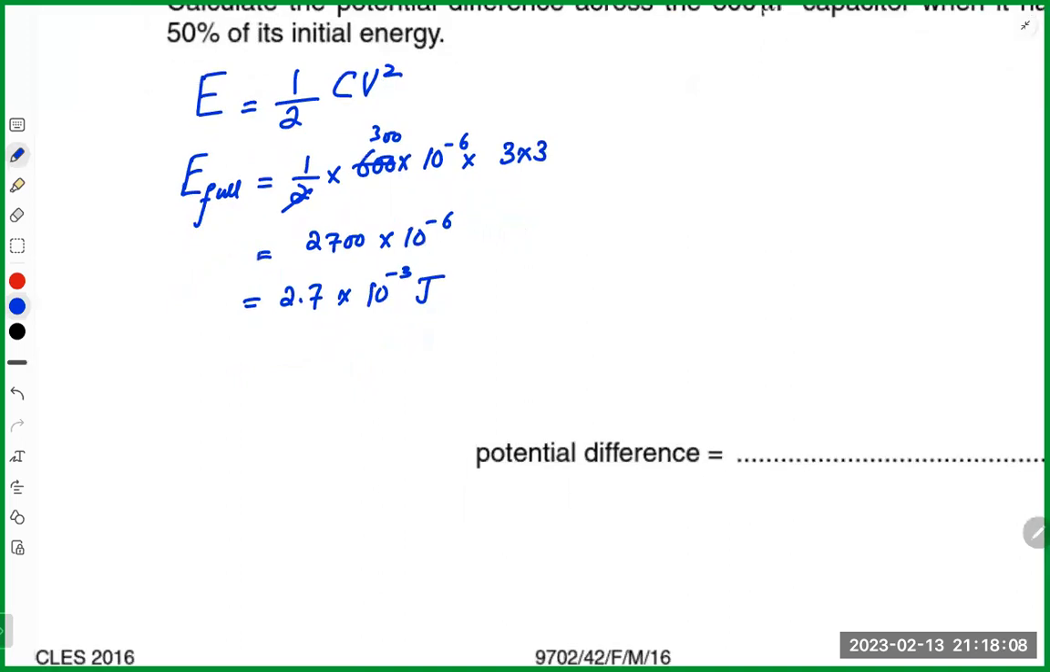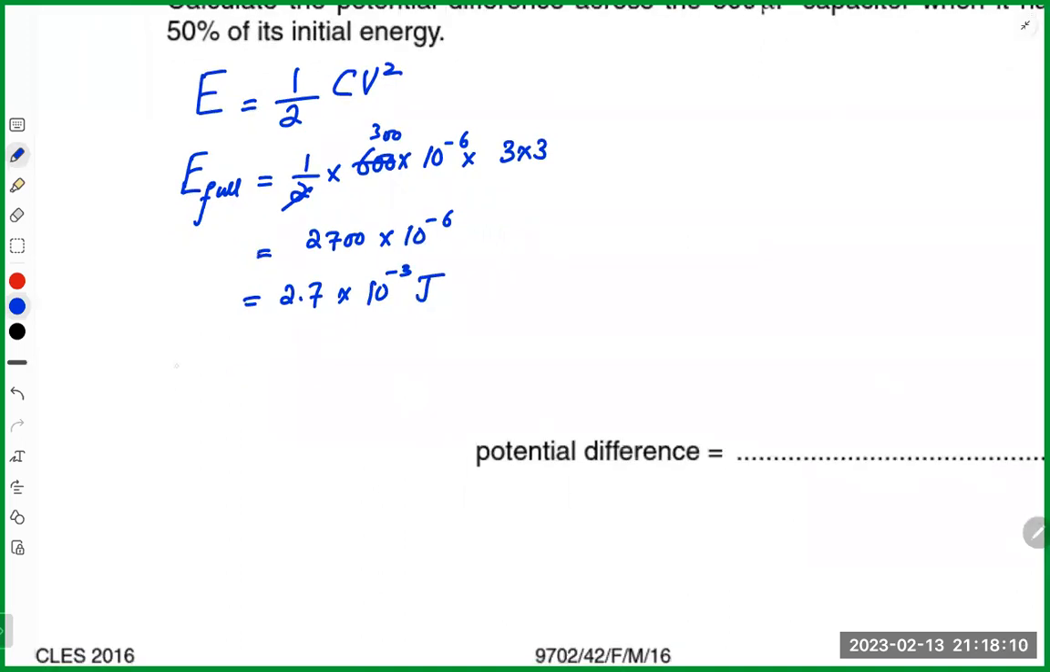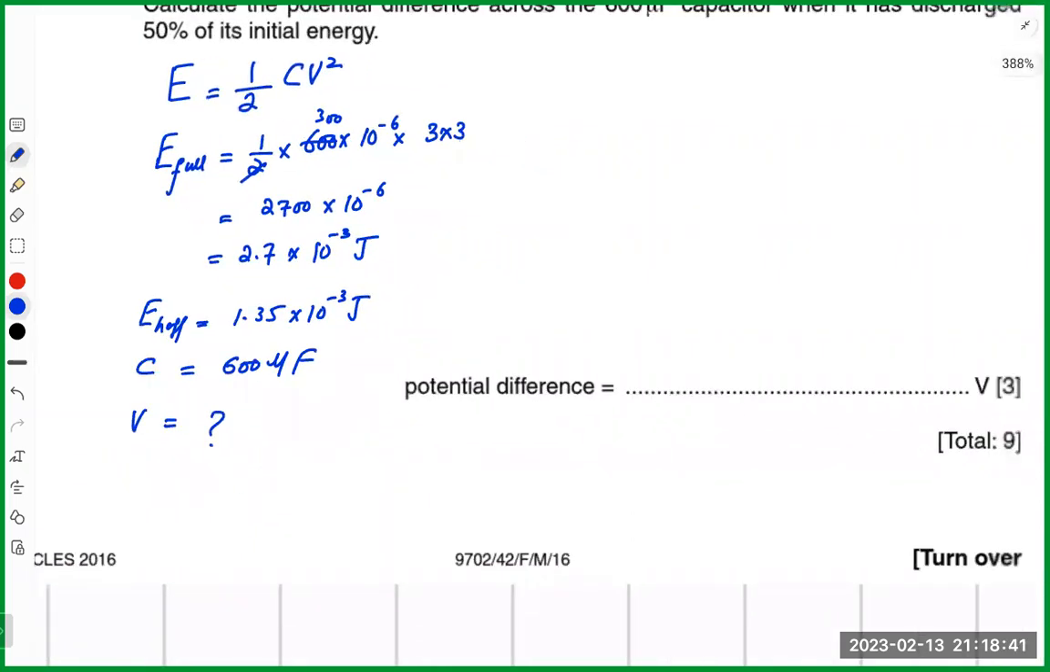So 2.7 millijoule. When half, now energy is half. Half energy will be 1.35 into 10 to the power minus 3 joule. Capacitance will still be 600 microfarad. And we need to find out potential difference. So we will again use the same formula, put these new values in and find out the new potential difference.